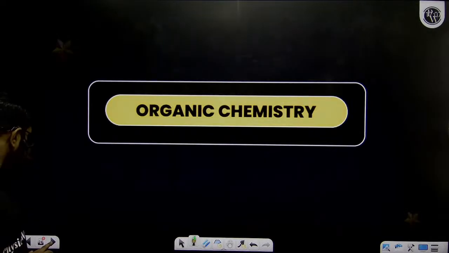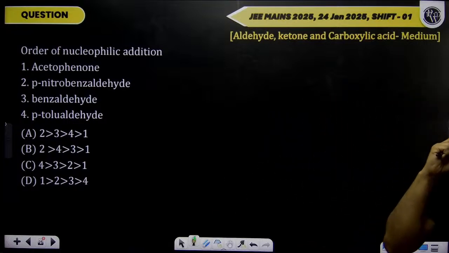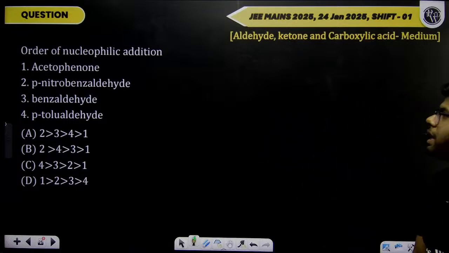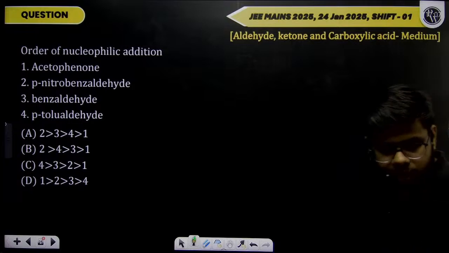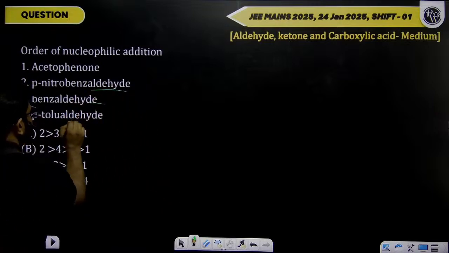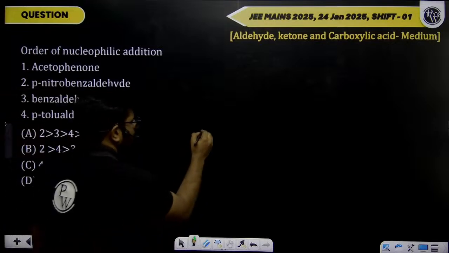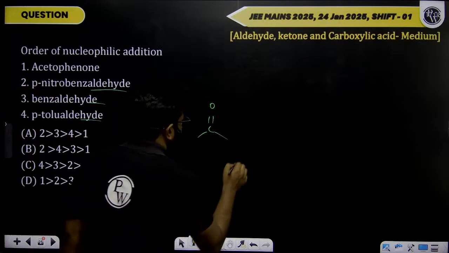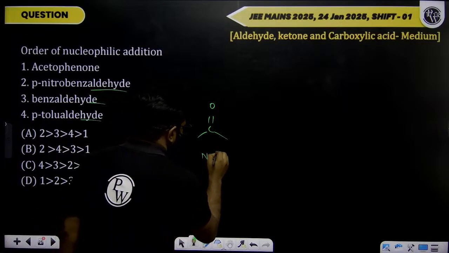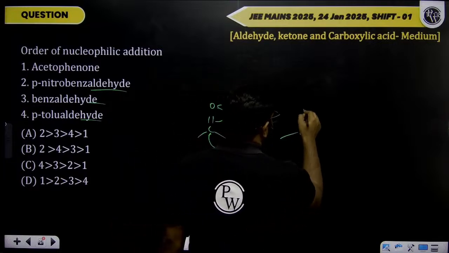Organic chemistry we will be doing. So this is the first question. What they are asking in this question is the order of nucleophilic addition to acetophenone, para-nitrobenzaldehyde, benzaldehyde and para-tolualdehyde. So for nucleophilic addition, all these are carbonyl compounds, correct? Now to any carbonyl compound, when I am adding a nucleophile, this will be added, this will be broken, so this will be the intermediate that we will be getting here, Nu like this.